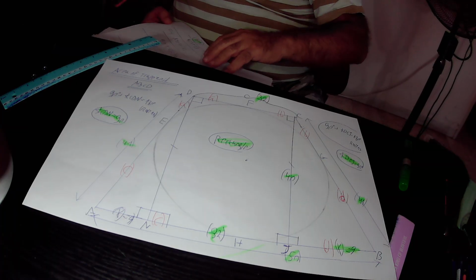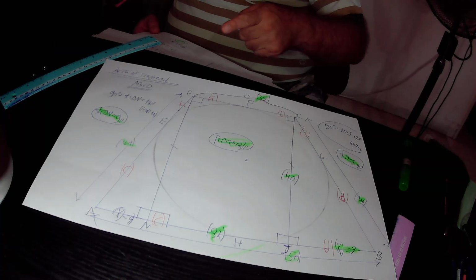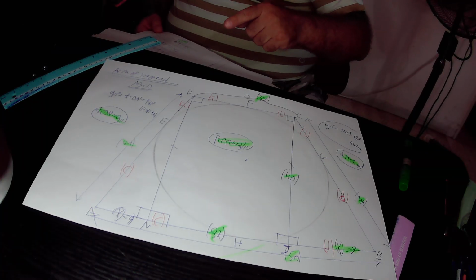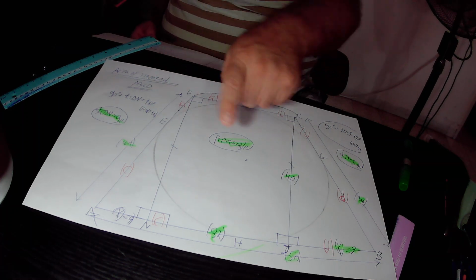So, we know that ABCD is a trapezoid. In trapezoid ABCD, side DC is parallel to side AB.